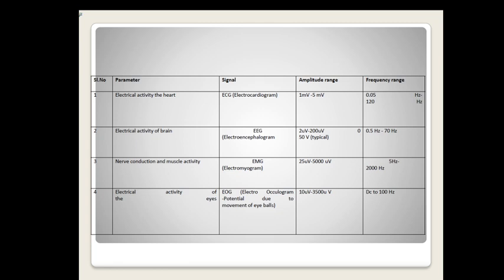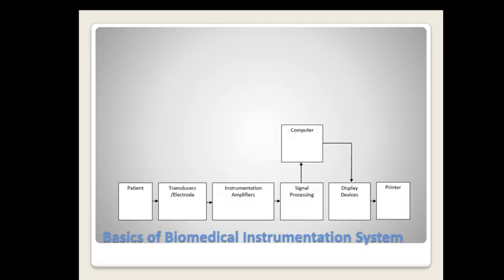Electrical activity of the eyes is known as the electrooculogram. It's the potential due to movement of the eyeballs, and the amplitude range is 10 microvolts to 3500 microvolts. The frequency range is DC to 100 hertz.